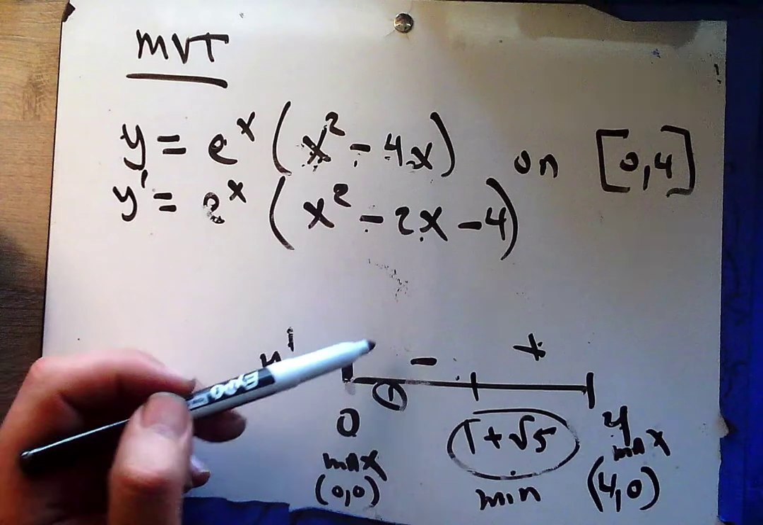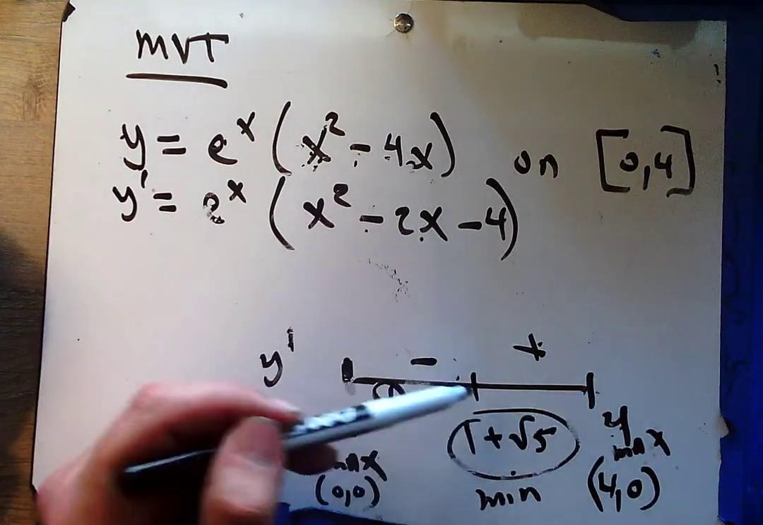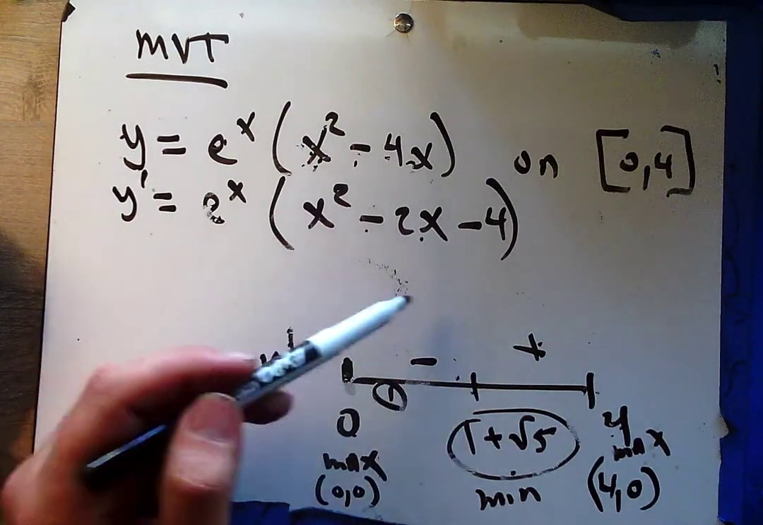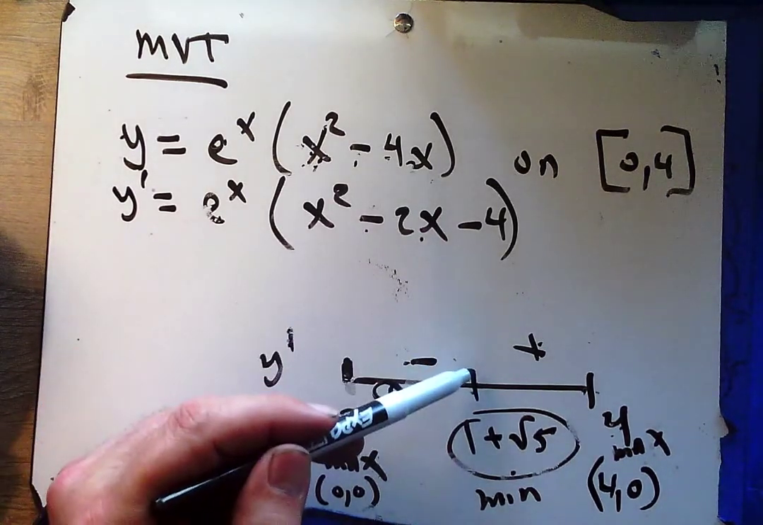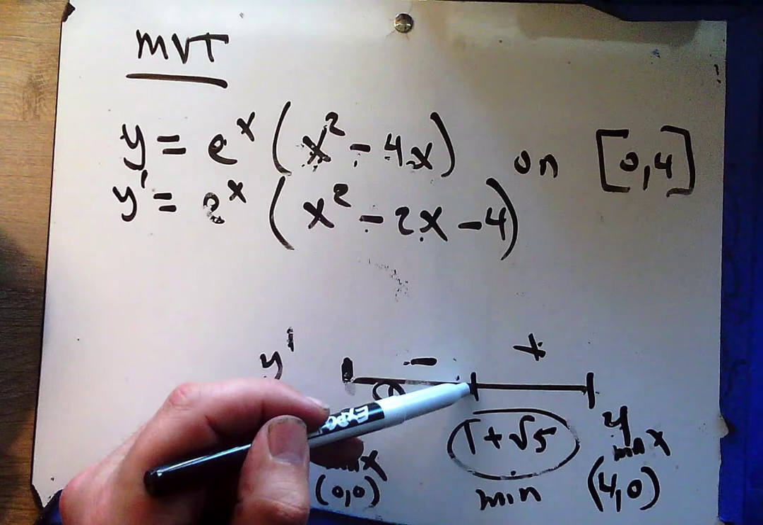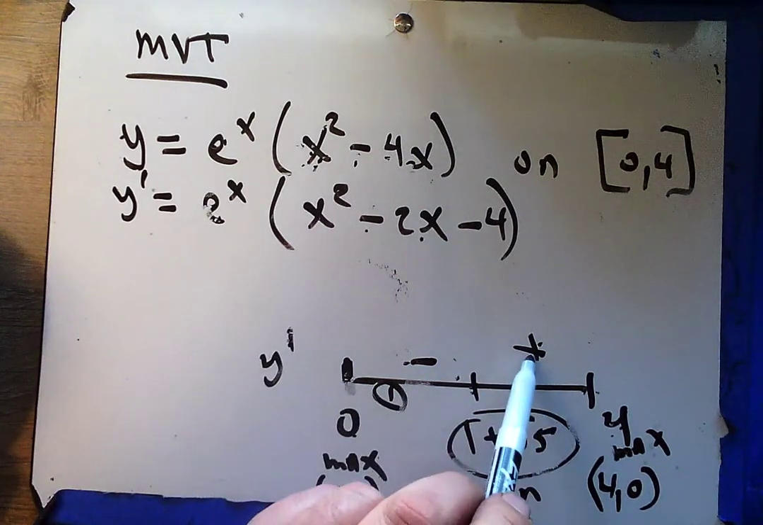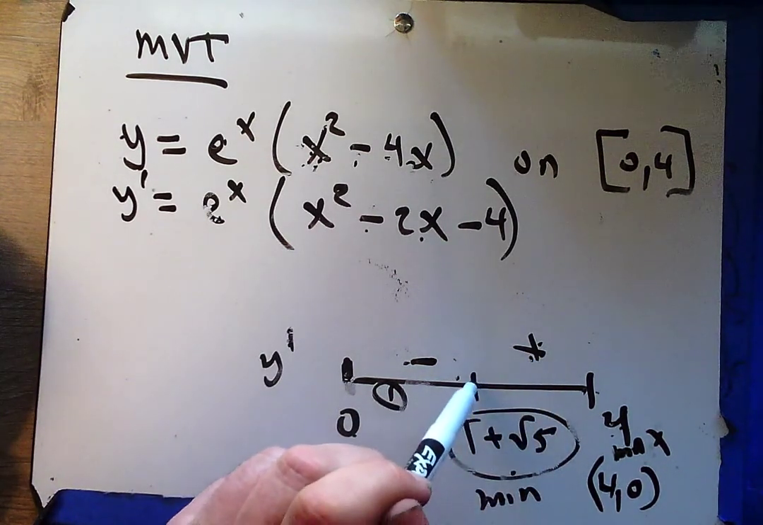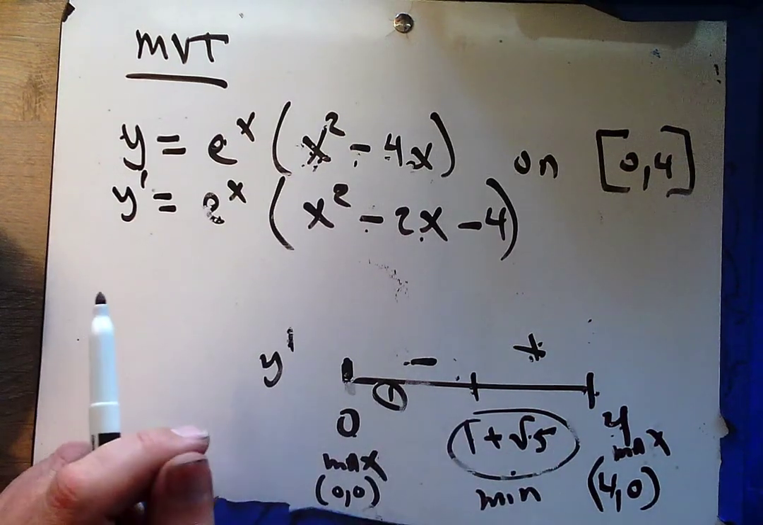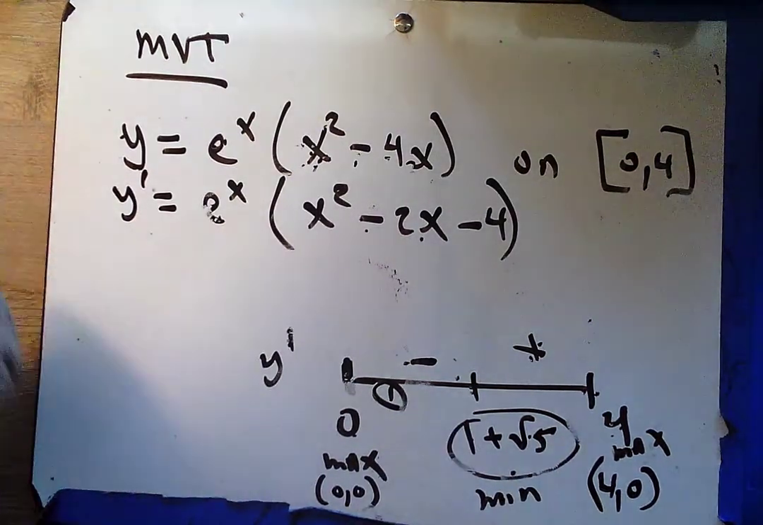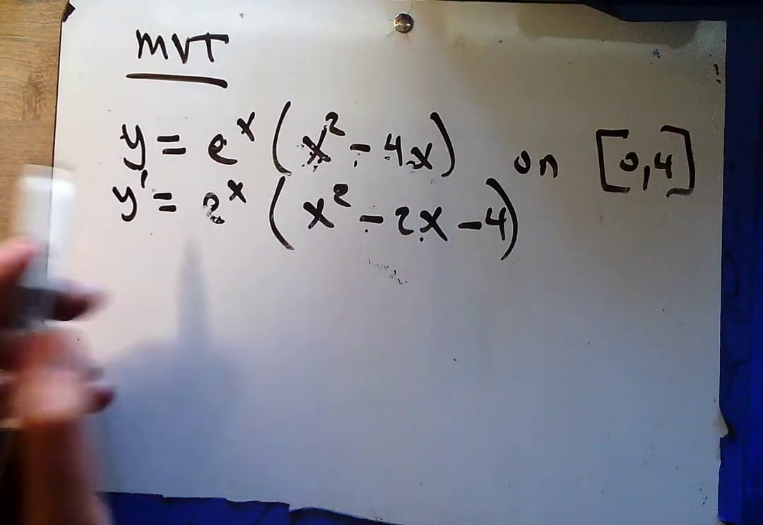All right, so what do we know? We know that we have a max, a min. We can write those justification sentences. We know because y prime is negative that y must be decreasing from 0 to 1 plus root 5. And because y prime is positive, y must be increasing from 1 plus root 5 to 4. All right, now it's time for us to consider concavity.